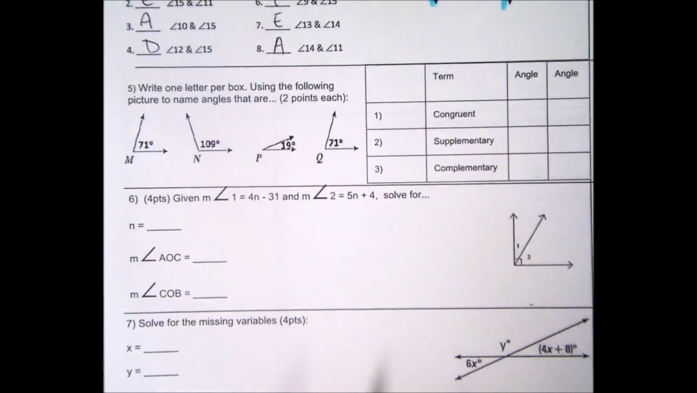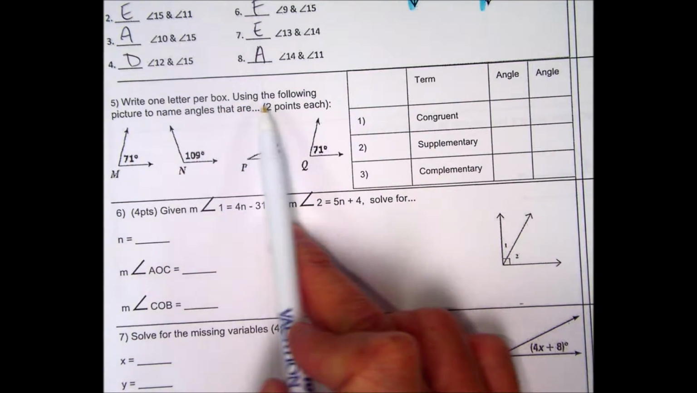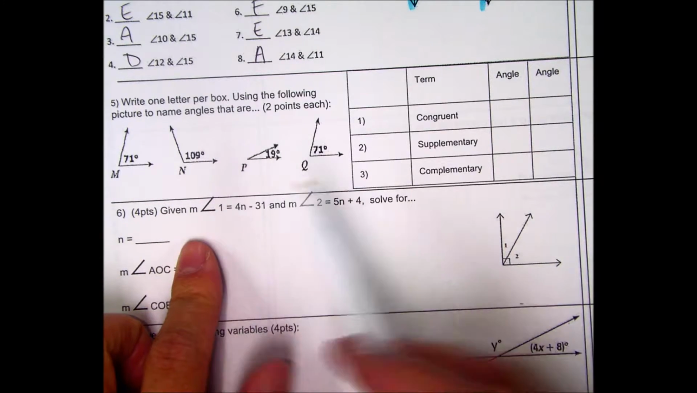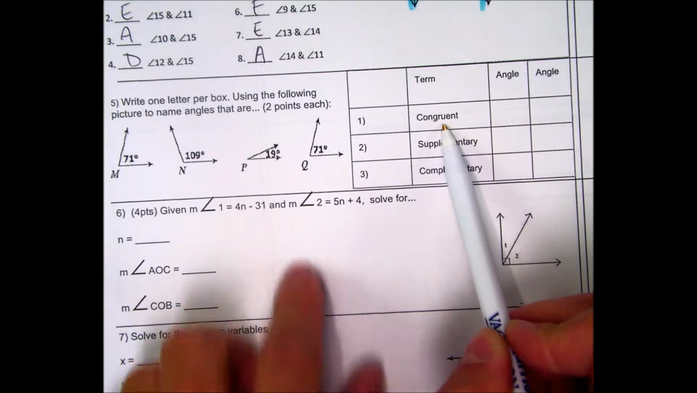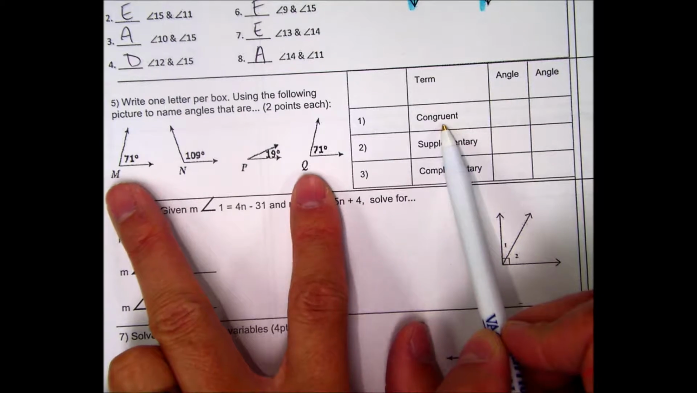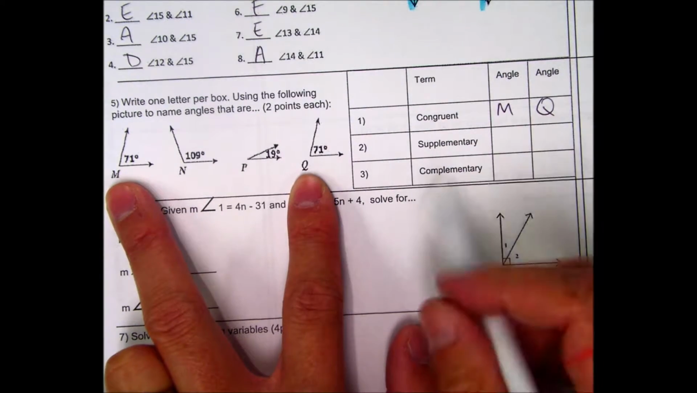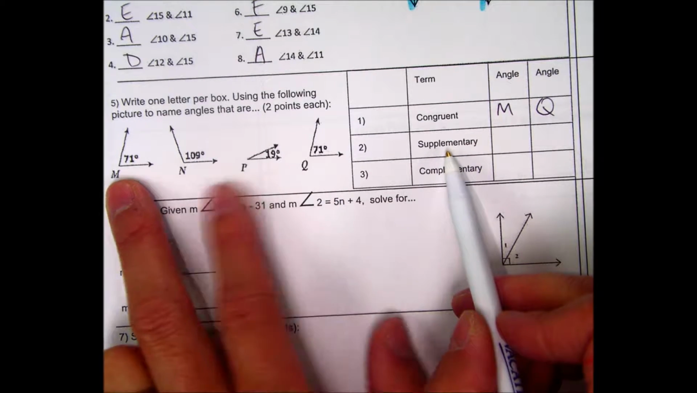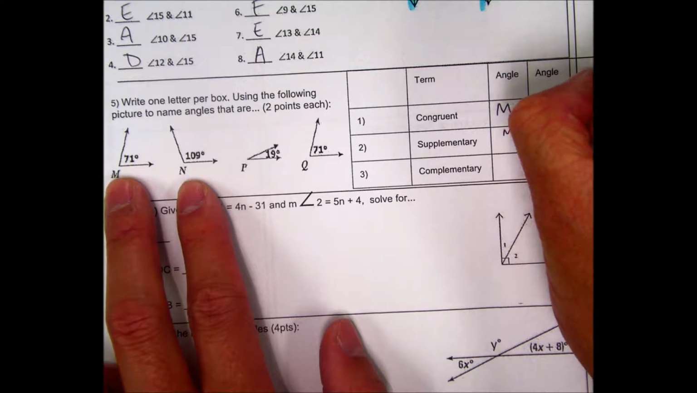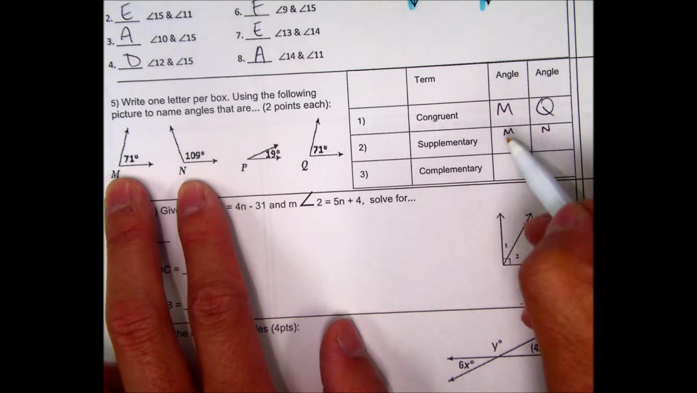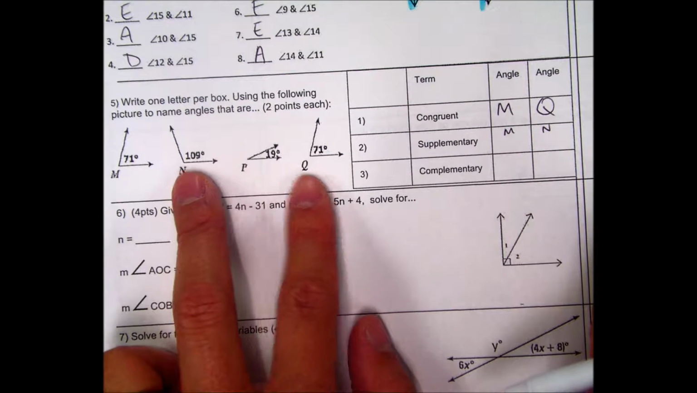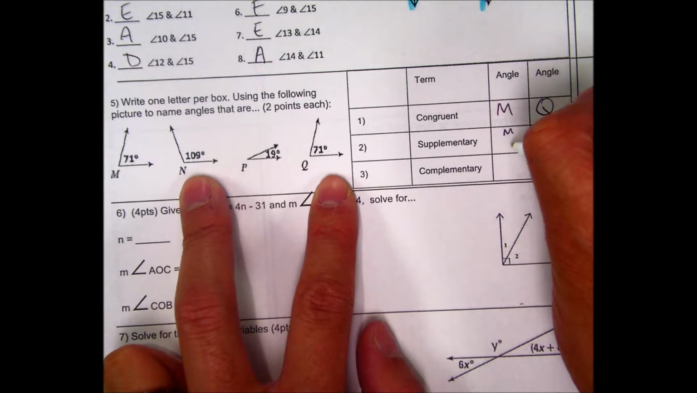For questions number 5, write one letter per box using the following picture to name the angles that are. So I'm looking for two congruent angles. Two angles are exactly the same. That would be M and Q. I need two angles that are supplementary. You could have had MN, or switch places, N and M, or N and Q, or Q and N.